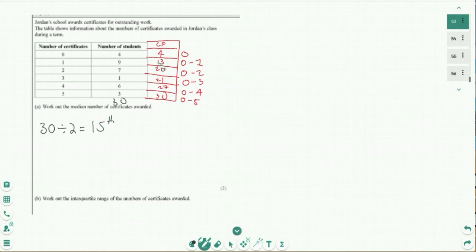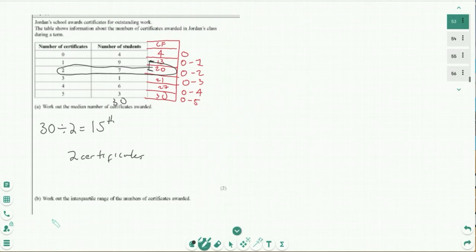So 15 lies between 13 and 20. And should we choose the top or the bottom? Well, we always choose the bottom rung. So the median is 2 certificates, all right? Over here. All right. Next, the interquartile range.